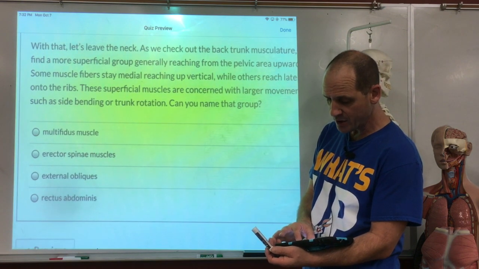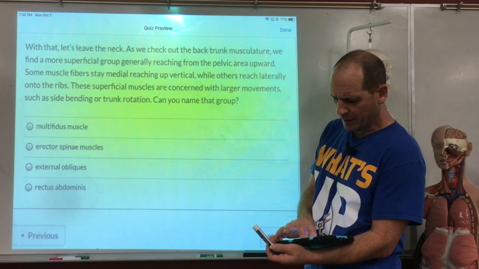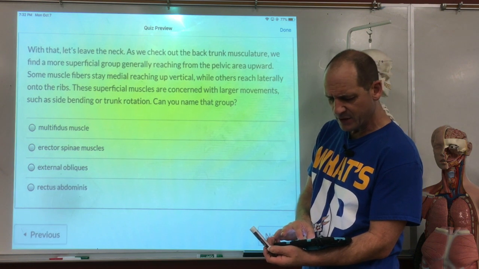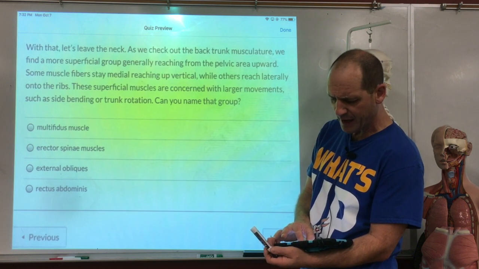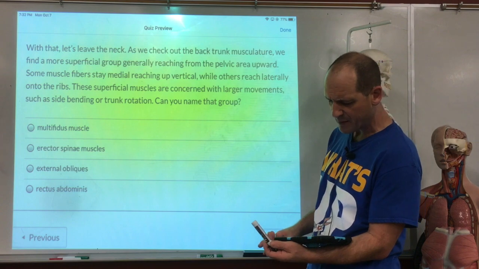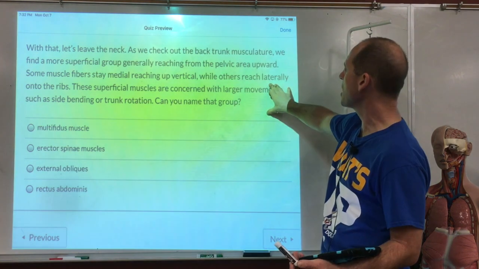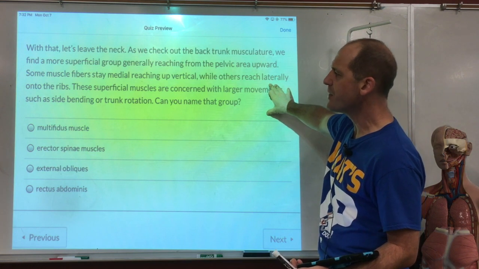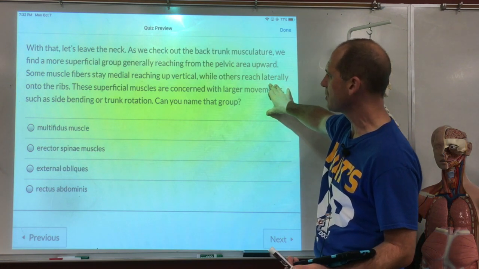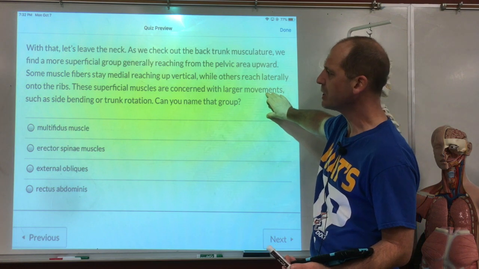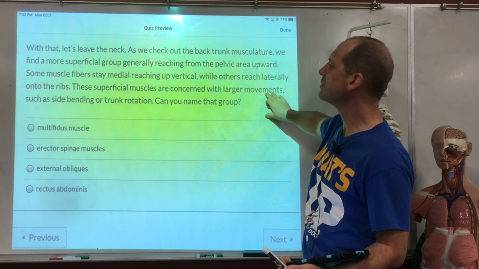Look at that. Now we're going to go to the back. We find some superficial group generally reaching from the pelvic area upward. Some muscle fibers stay medially, reaching up vertically, while others reach laterally onto these ribs. So superficial muscles are concerned with larger movements such as bending or trunk rotation.